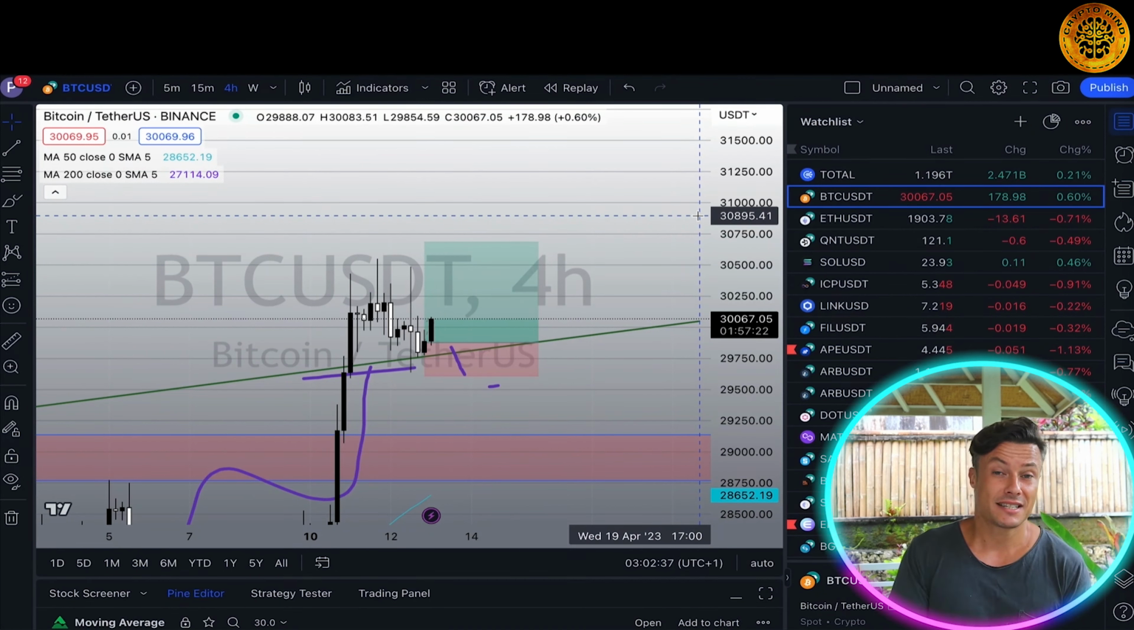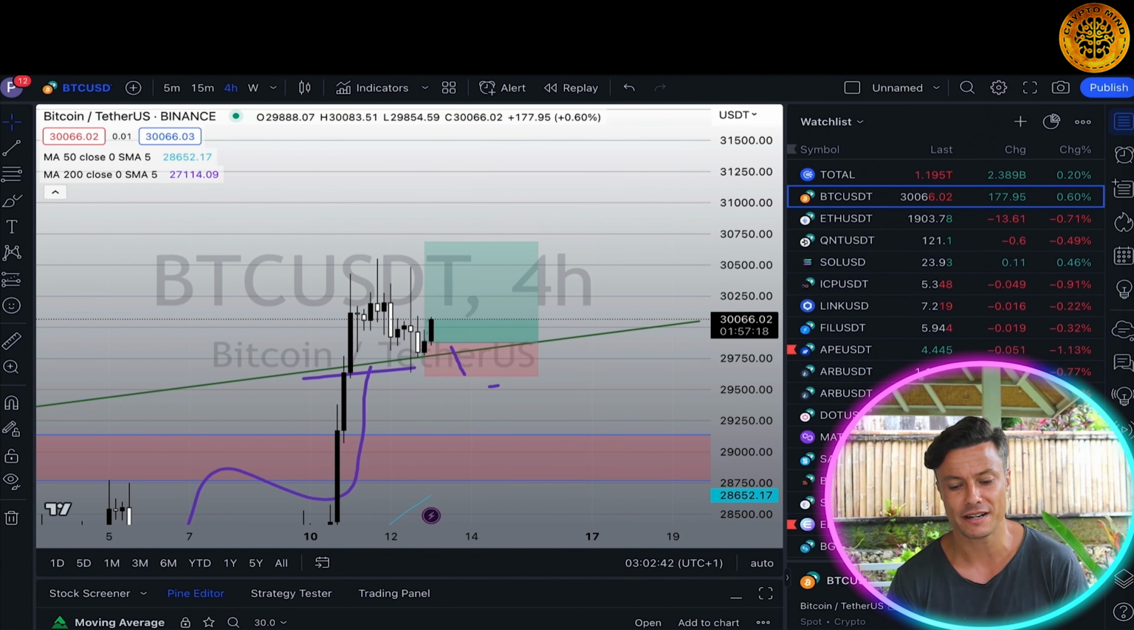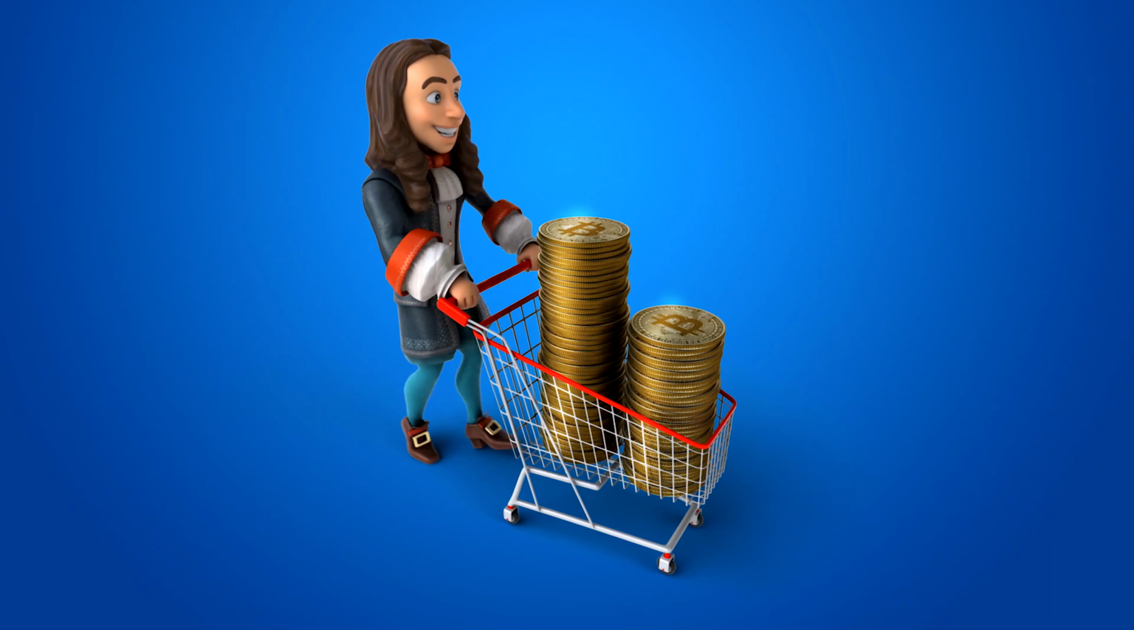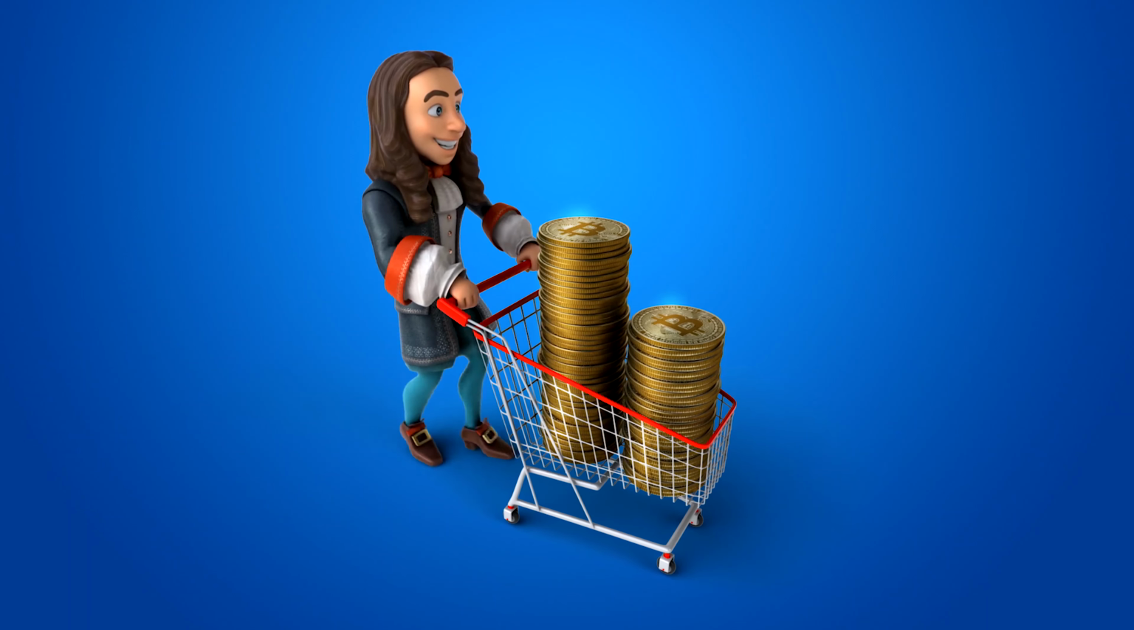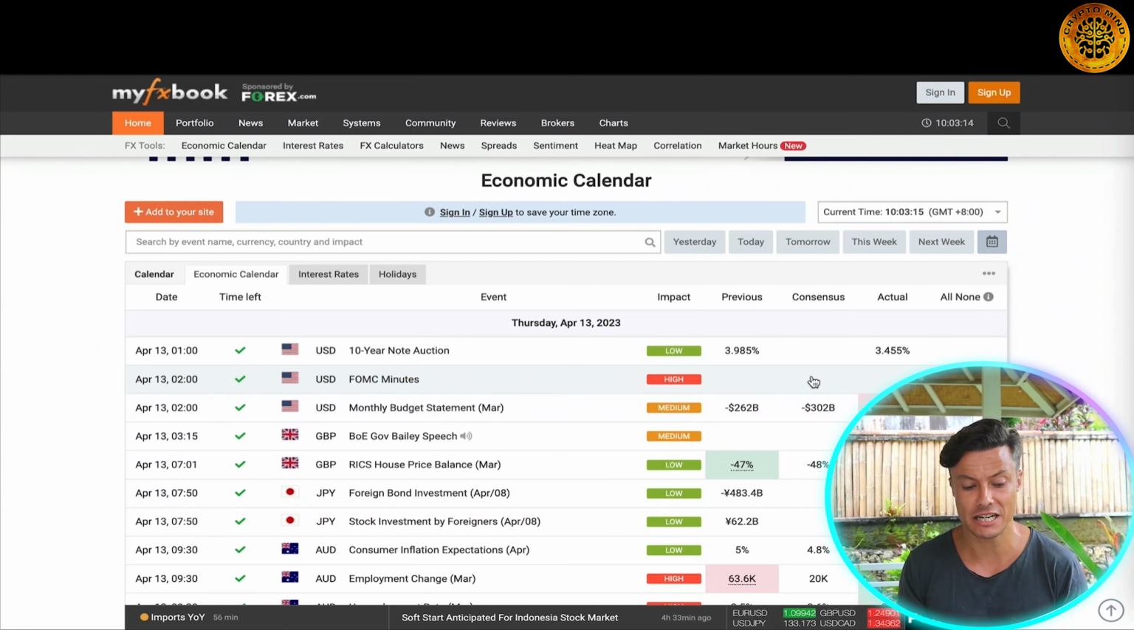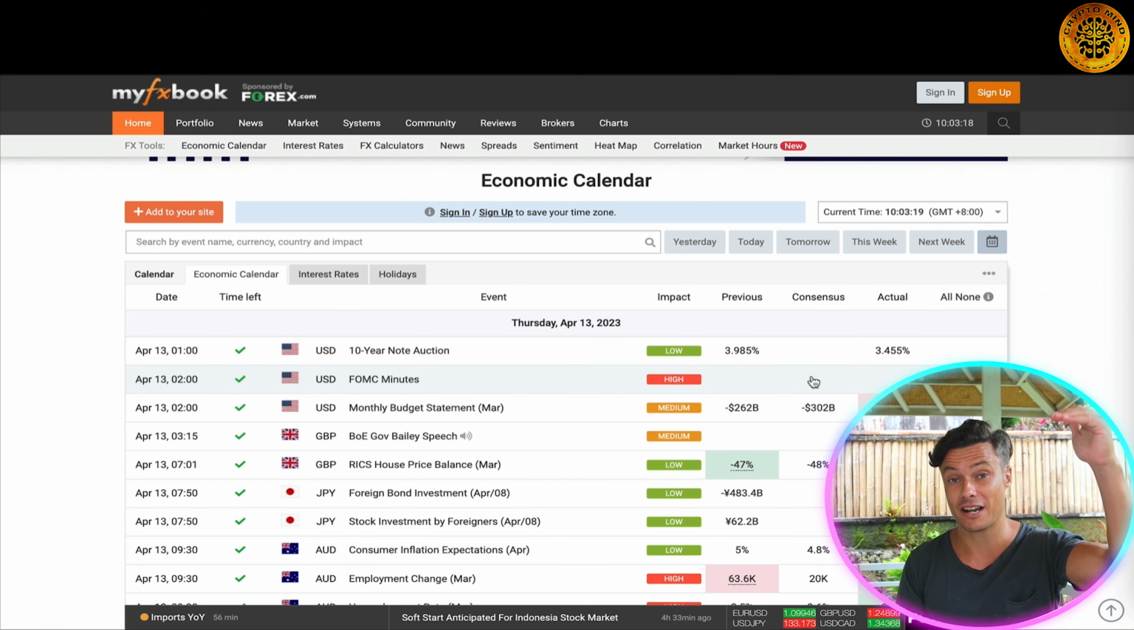Now, you do need to understand that news does move markets as well, so you need to keep your finger on the pulse. If you want to find out more about different news, then I recommend going to this website. When it comes to crypto, it's linked to the US dollar. We're talking about Bitcoin versus USD. So we need to understand what is happening in the news for the US dollar, because if the US dollar is going up, Bitcoin will go down, and if the US dollar goes down, Bitcoin will go up.